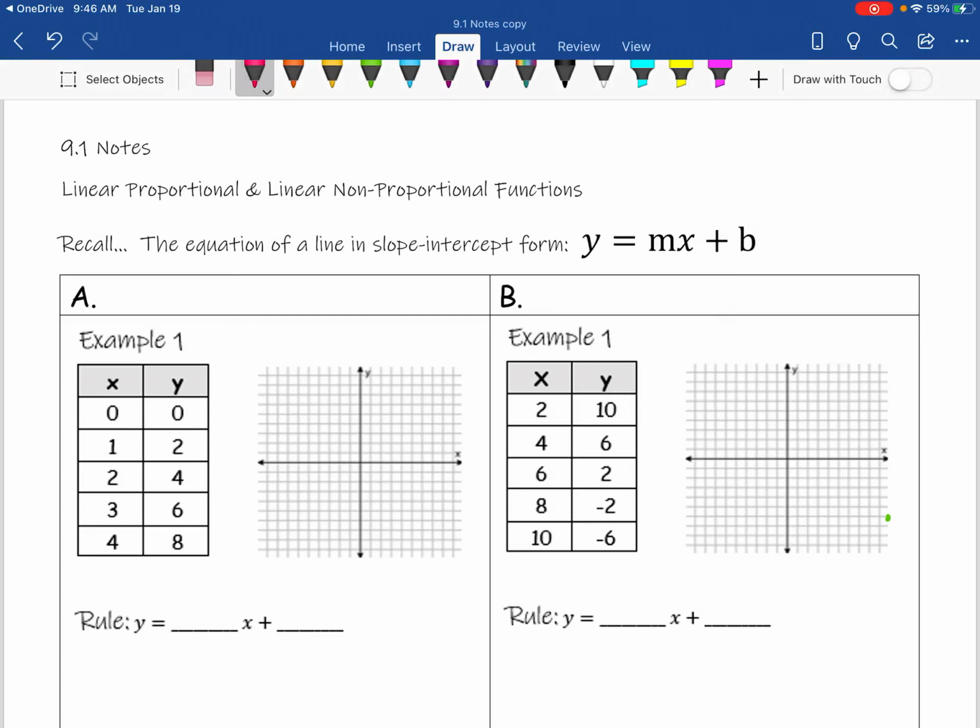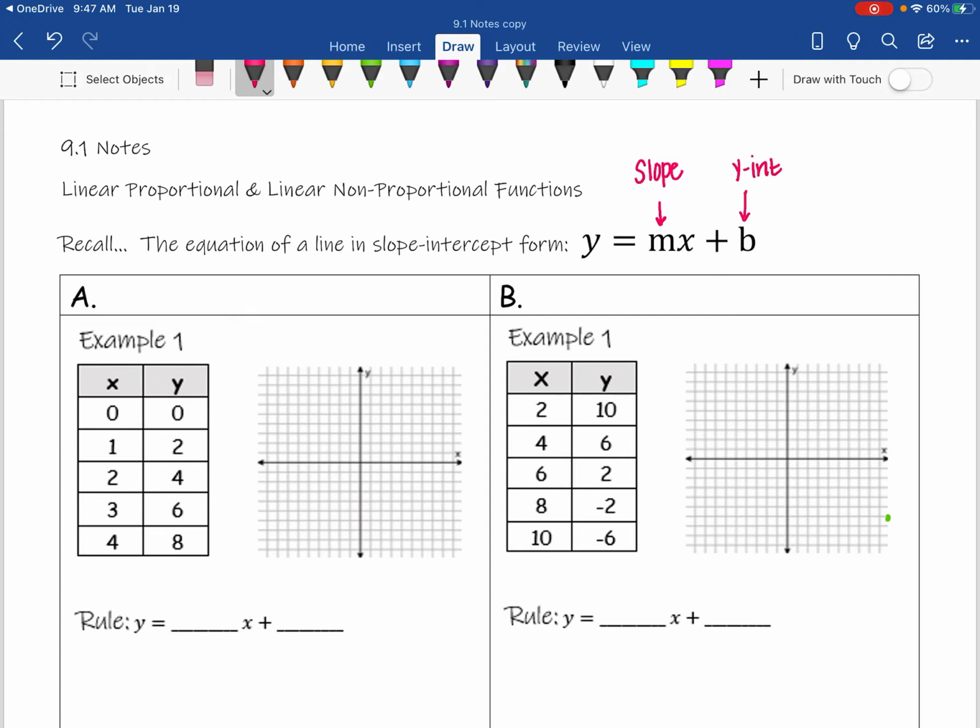Okay, so we're going to start today by looking at families of functions, and today we're going to look at the linear functions, both proportional and non-proportional. And to do that, we should probably review some of the things that we know about linear equations and writing the rule. So when we write the rule for a linear equation, we have y equals mx plus b, and that m, remember, is the slope, and the b is the y-intercept.